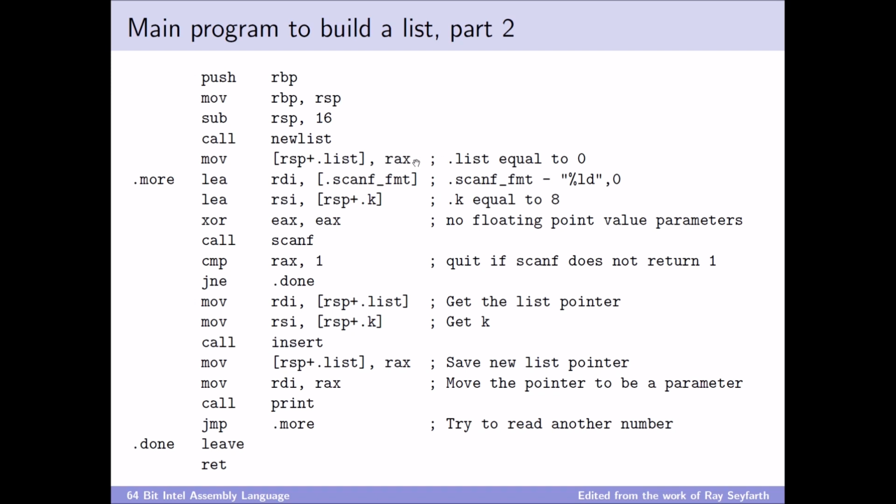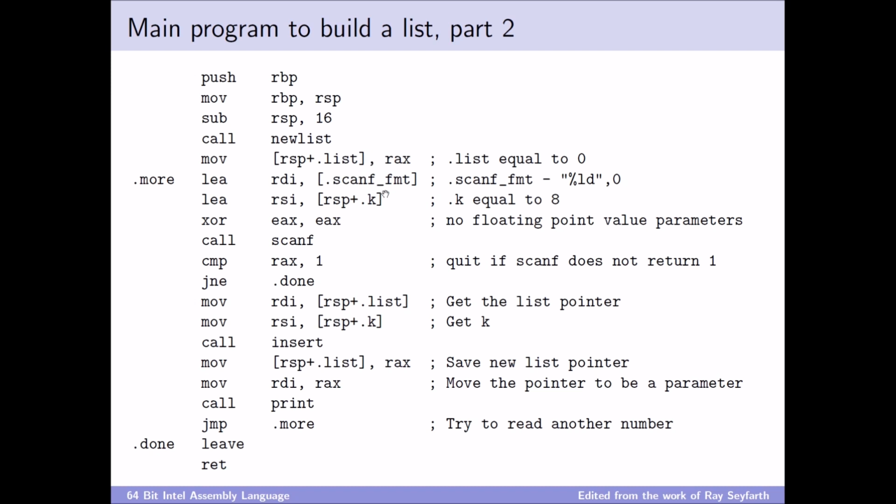I'm then going to take the value that I got back from new list and I'm going to save it on the stack. So now the stack at the location or the offset list will store the pointer to the first element of our linked list. If the linked list is empty, as it is in this case, it will simply point to null, but we will utilize this location on the stack to always point to our linked list.